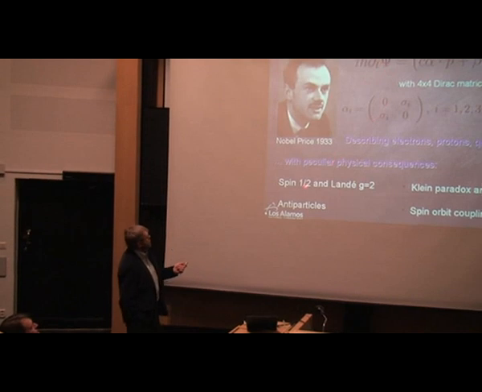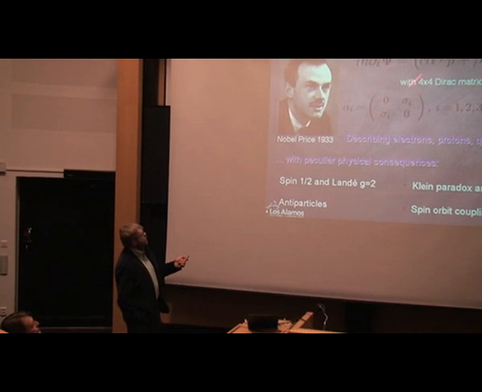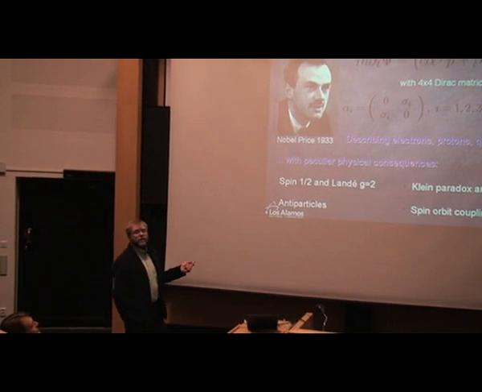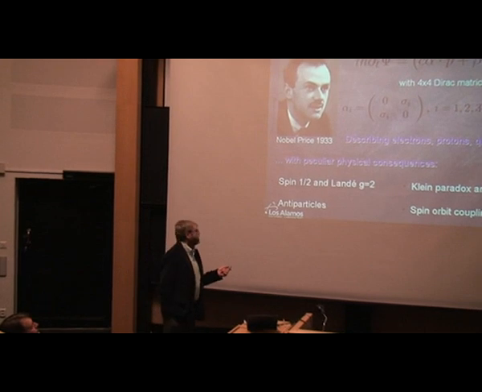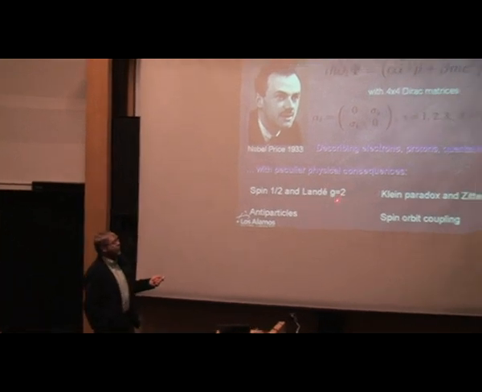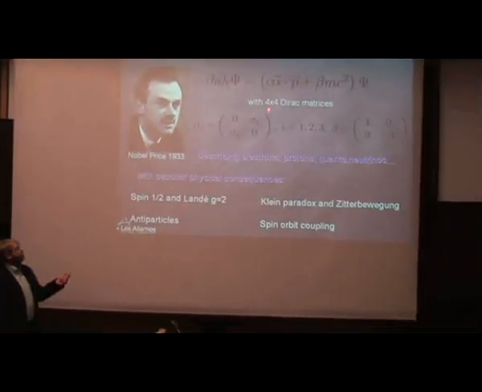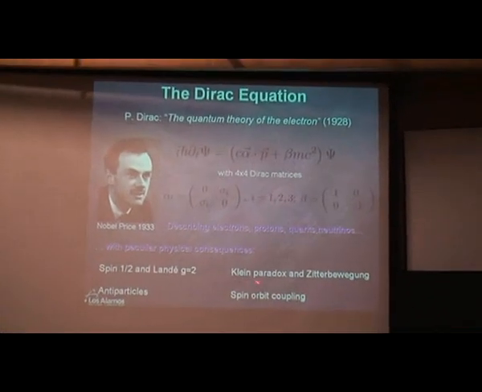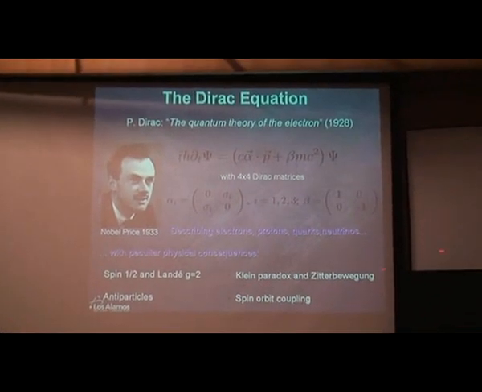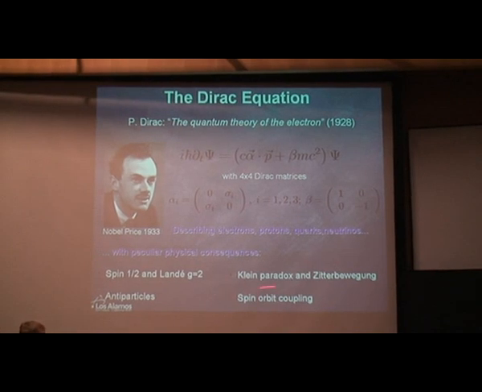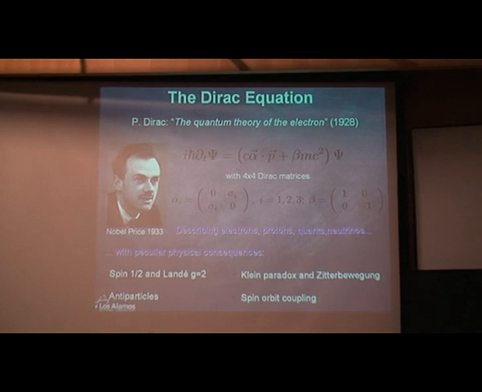What Dirac was able to show is that this equation adequately captures the spin one-half nature of the electron, the g factor. There are also very interesting related phenomena tied to the Dirac nature of this equation, such as the Klein paradox and the Zitterbewegung. And of course, we all know in condensed matter that in order to address spin-orbit coupling properly in real materials, you have to start with the relativistic version of quantum mechanics, in some sense, with the Dirac equation.